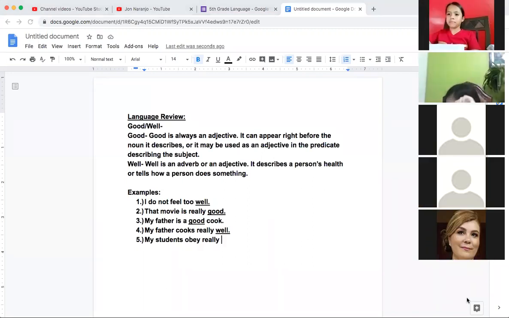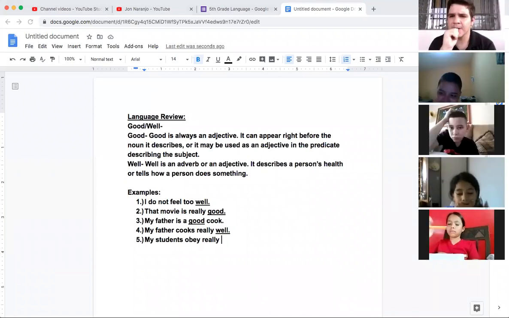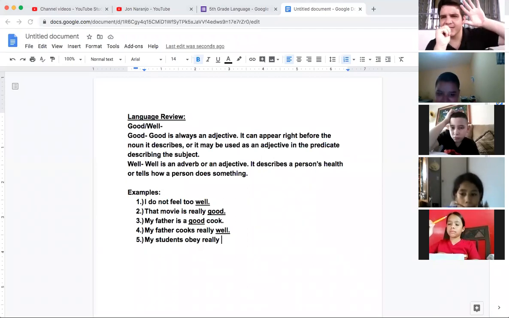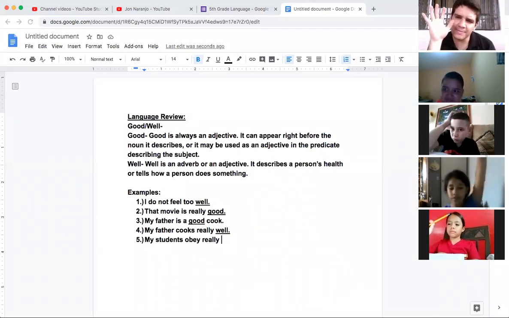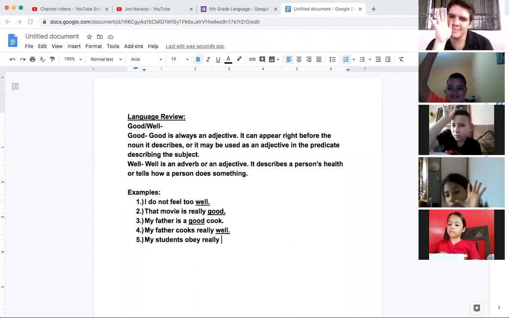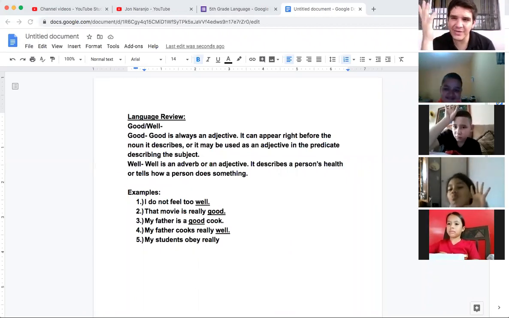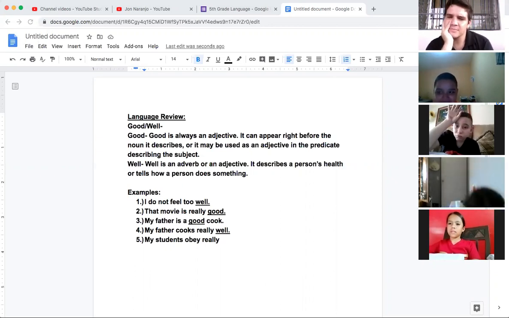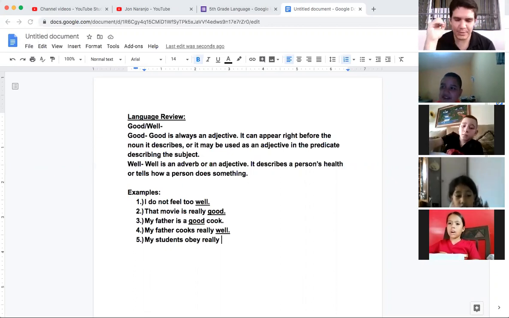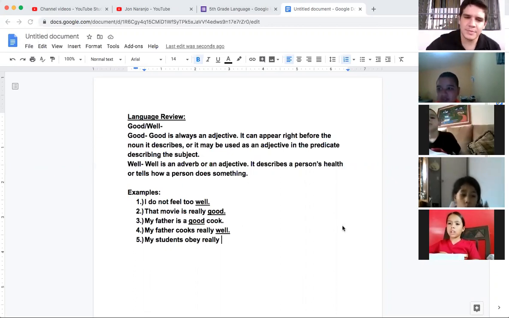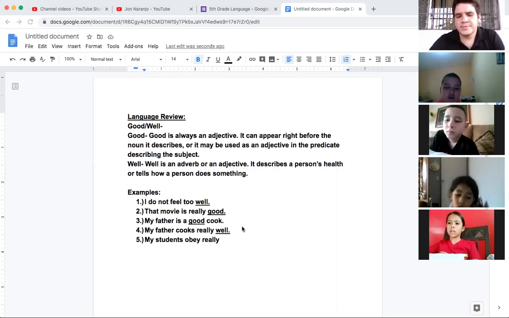And if you think it's good, raise your hand if you think it's good. Raise your hand if you think it's well. Okay, but why do you think it's well? Because good is so bad. Because the pronunciation is correct. When a person does something that is well, they're doing something very good. It's a verb.